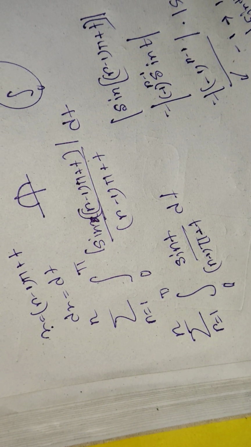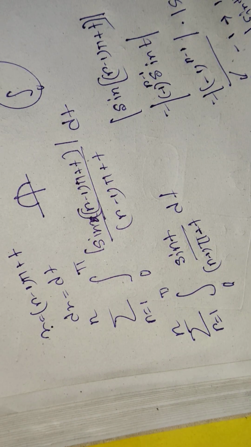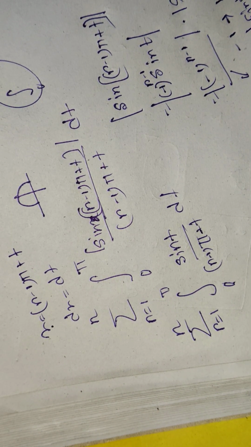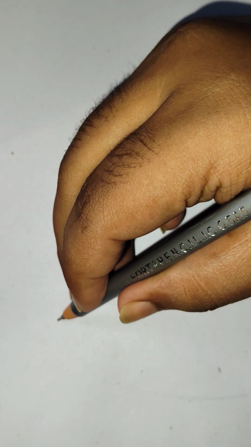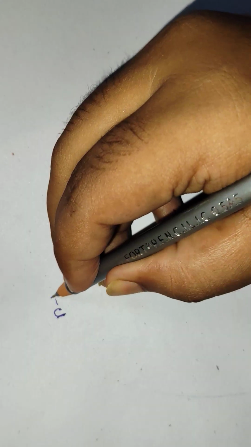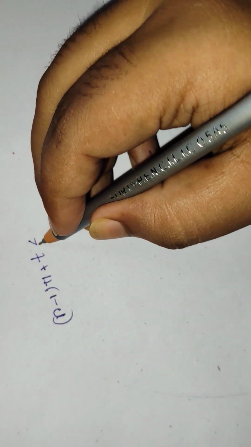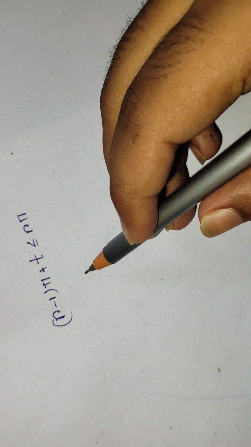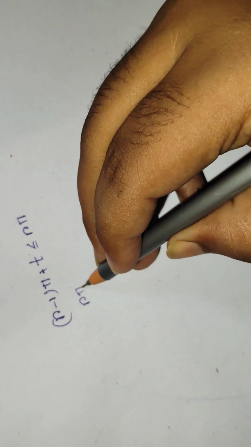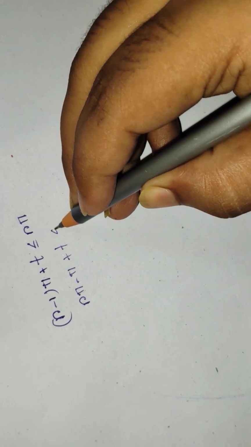Now let's move on to the next page for understanding this integral property. Now I am taking an inequality. Can we say that? Definitely, because t is from 0 to pi, so we can say (r pi minus pi) plus t is less than or equal to r pi.